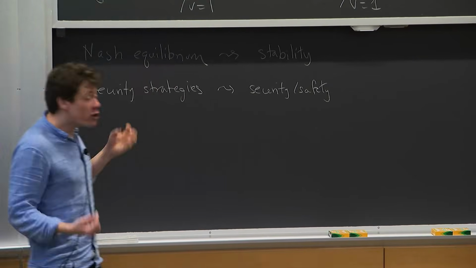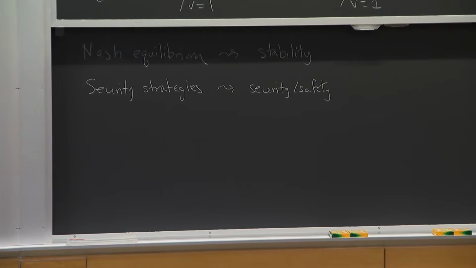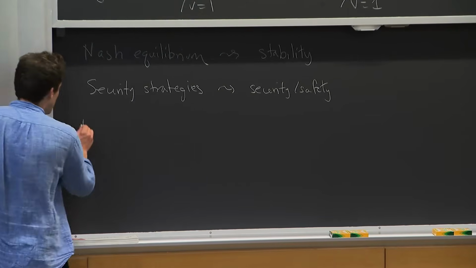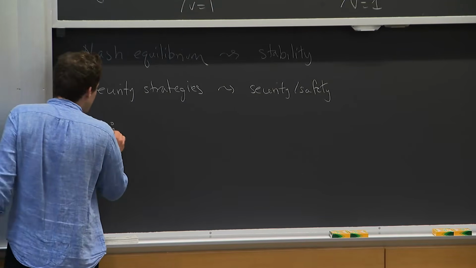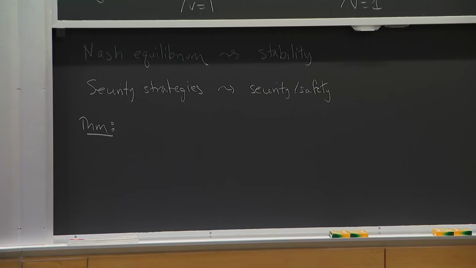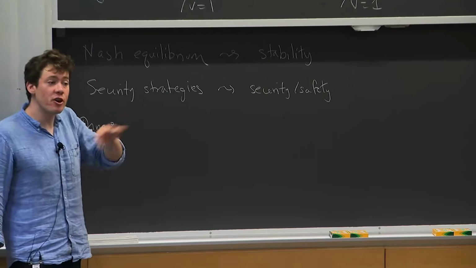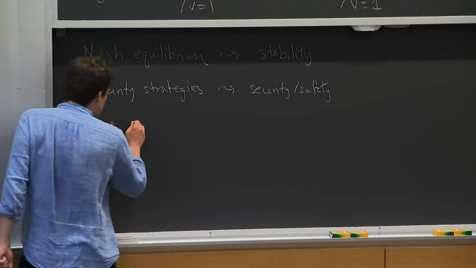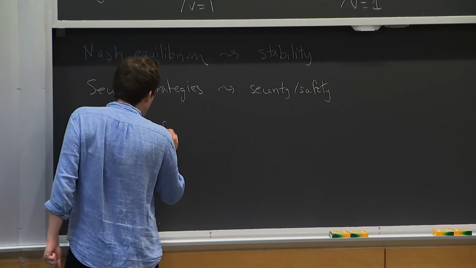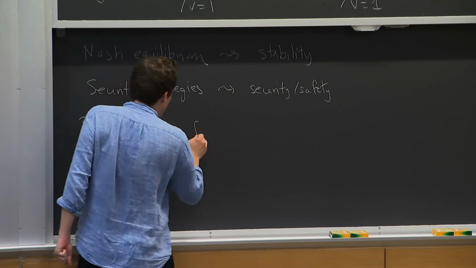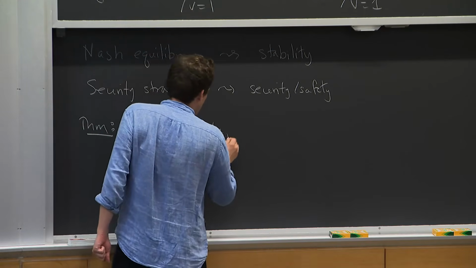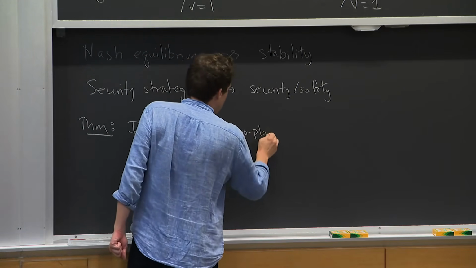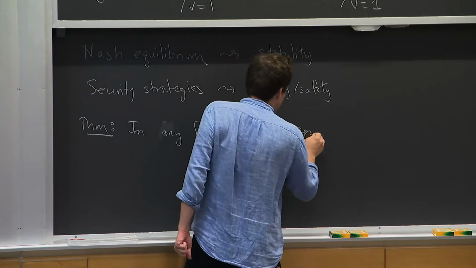But it turns out that there's a tight connection between these, and that's what our next result is going to say. It's going to say that, in fact, in zero-sum games, these are basically the same concept, that Nash equilibria and security strategies coincide in zero-sum games. So let me be more precise about that. So in, as usual, any finite two-player zero-sum game.